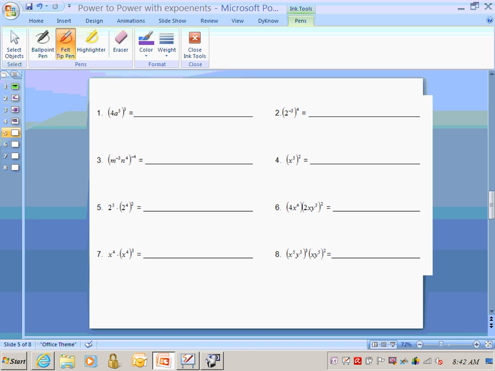Let's try these. Okay, remember everything in that parentheses has to have an exponent. So what's the 4's exponent? A 1. So this is 4 what? 4 to the 3rd, a to the 15th. And 4 cubed is what? 64?